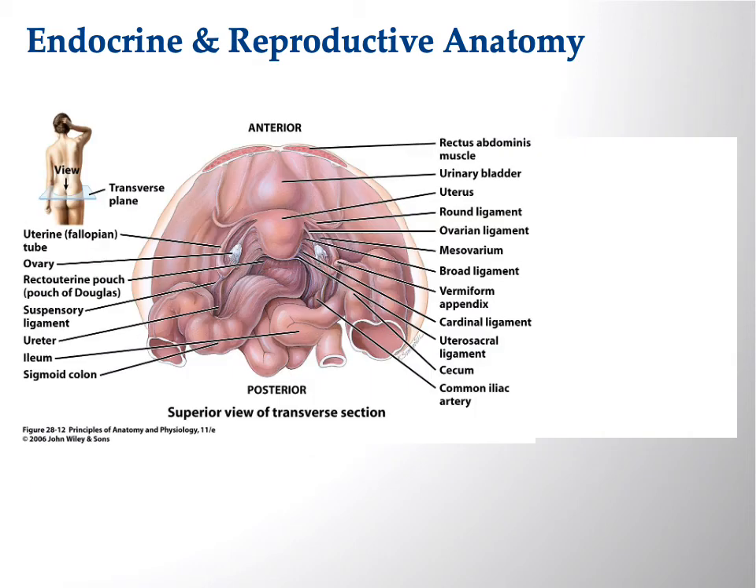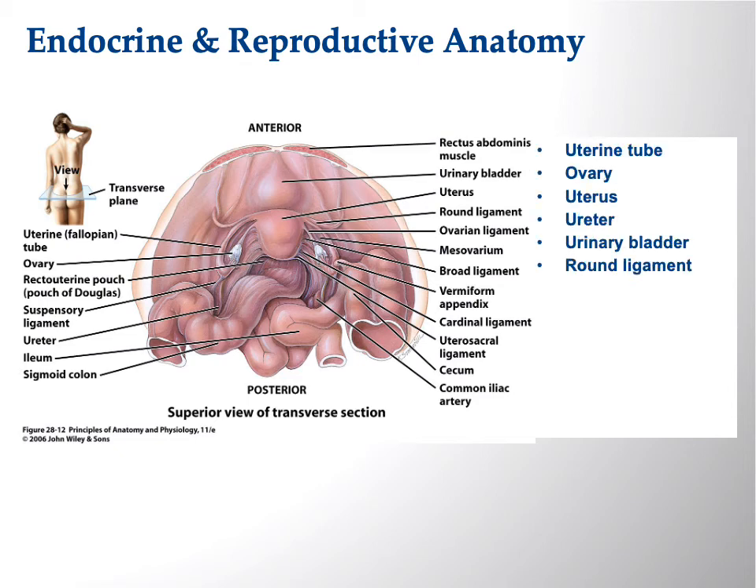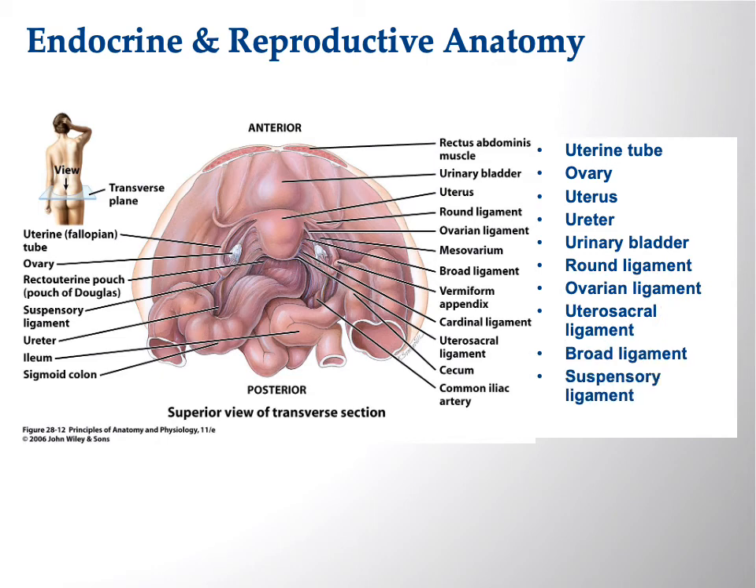So take a look here, a superior view of a transverse section. You know exactly what that means. So here we can see some of those structures we've been talking about on the previous slides. We have now the uterine tube, all right, it used to be called the fallopian tube. Notice you can see the round ligament, okay, and you can also see the uterosacral ligament, which is basically anchoring the uterus to the front and back of the body.